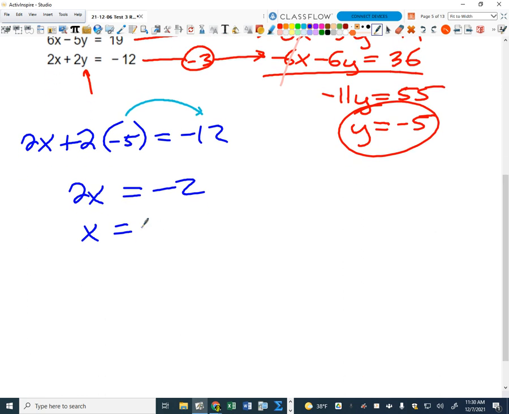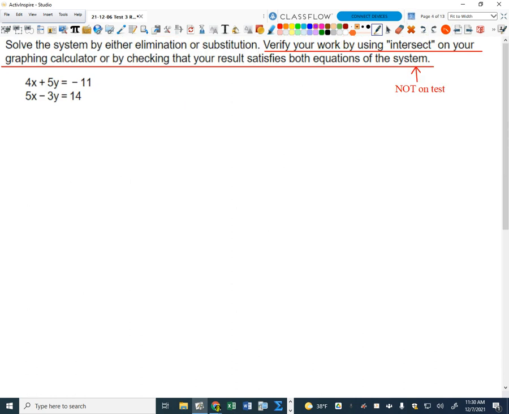Negative 1, good. And my ordered pair then looks like negative 1, negative 5. Okay, so the hardest kind that we do here would be one like this. This is a little tougher because now I'm going to end up having to multiply both equations by something. Which one would you do? Well, it's almost a wash here. I mean, maybe the y's would be slightly easier. You could multiply by just a tiny bit smaller numbers.